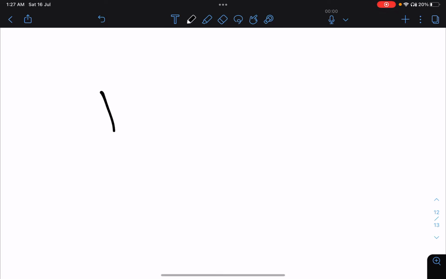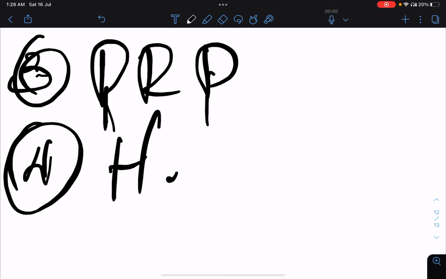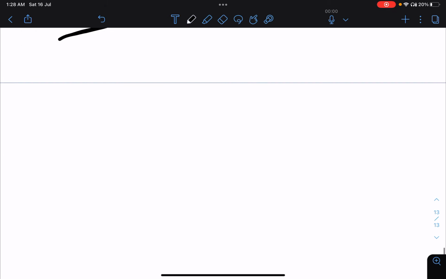Obviously, there's another form of treatment which is called PRP, platelet-rich plasma, very famous these days. And fourth, you want to do a hair transplant in case of complete hair loss. Obviously, you do not want to reach that case, so better diagnose it early.